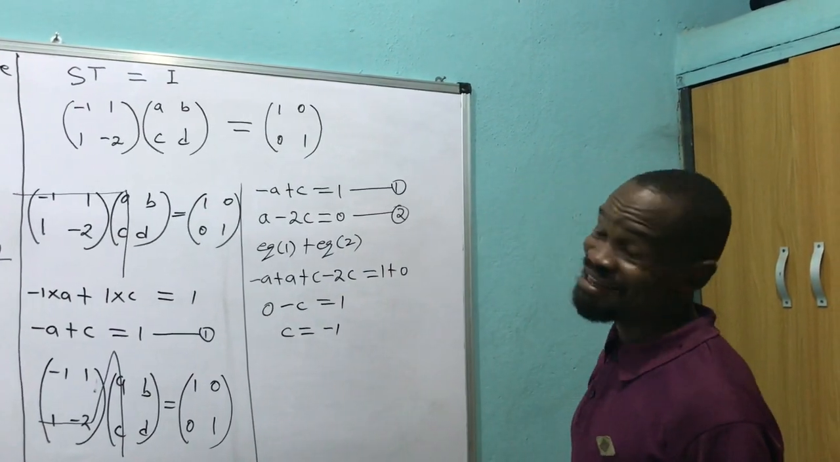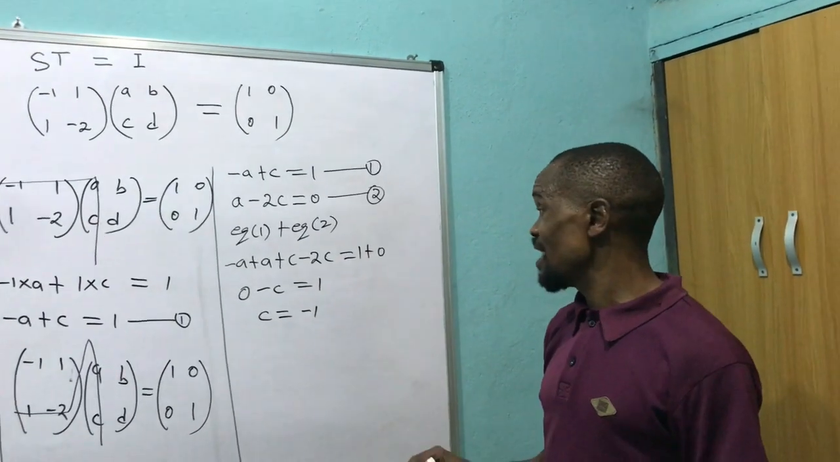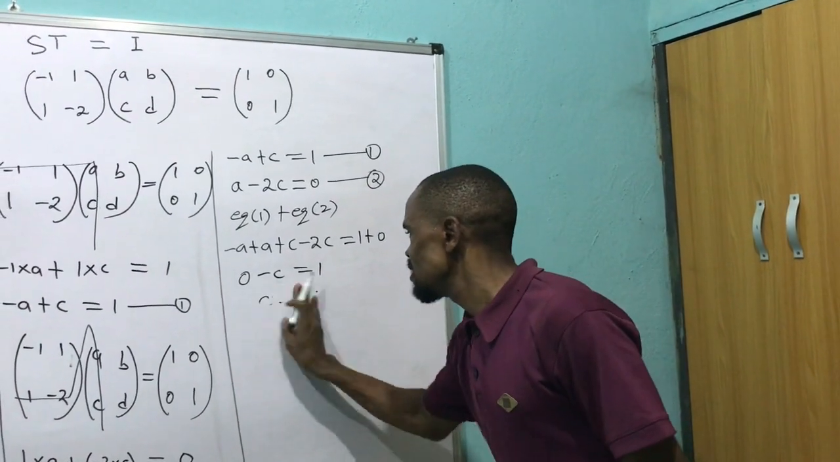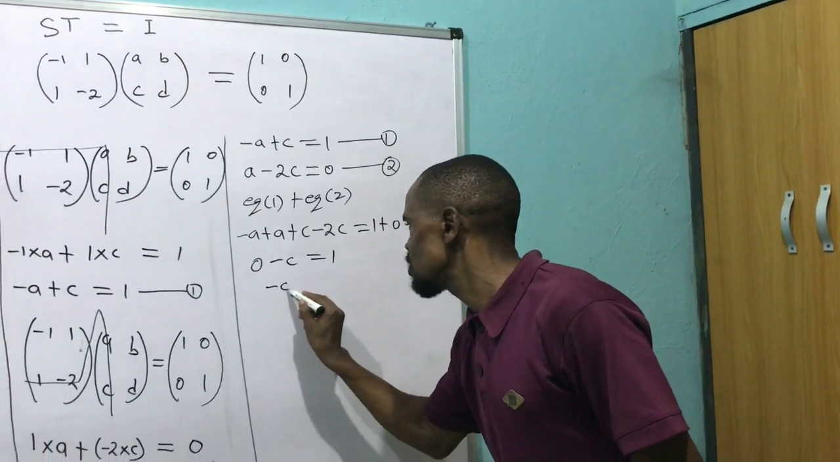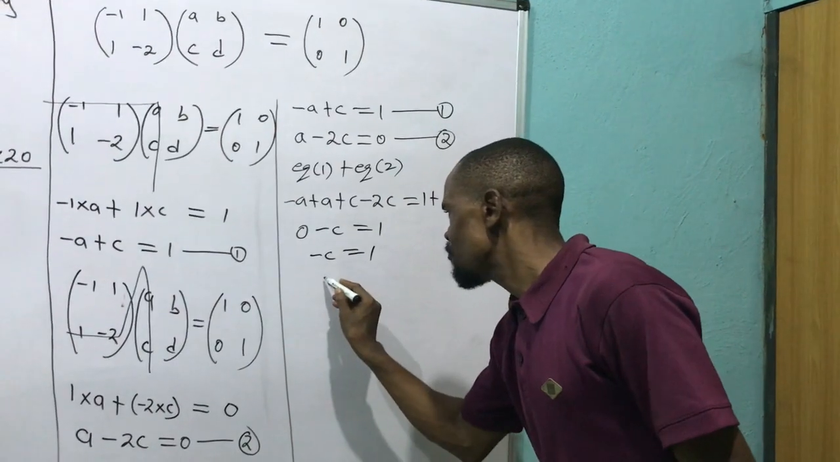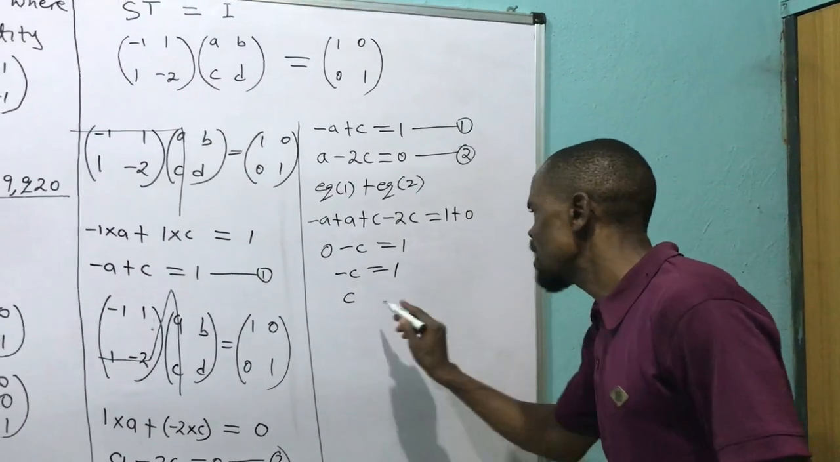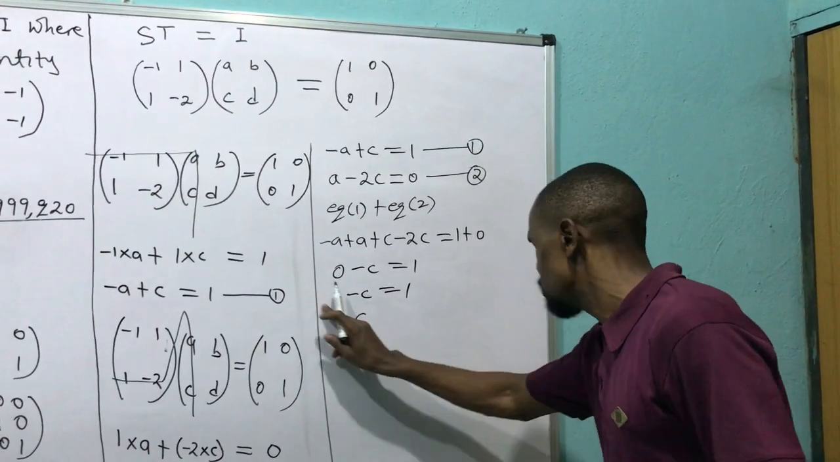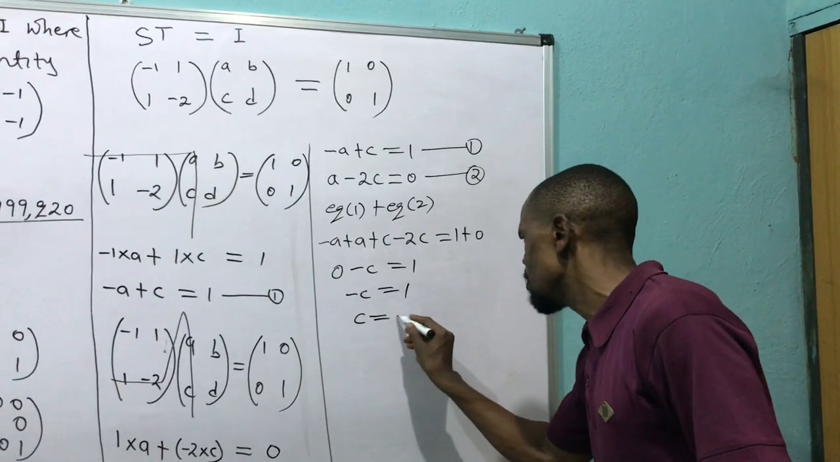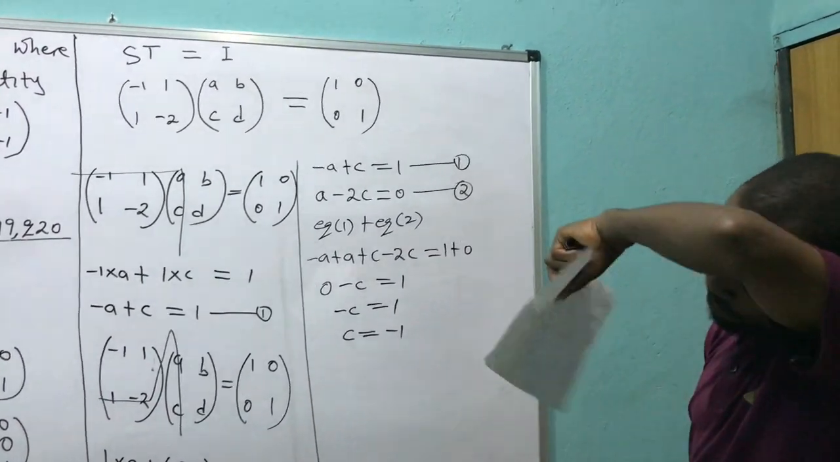I think you know what I did there. C is minus 1. How did I get minus 1? This is the same as minus C is equal to 1. Therefore, C multiplied through by minus gives me minus 1. Therefore, I've gotten C.